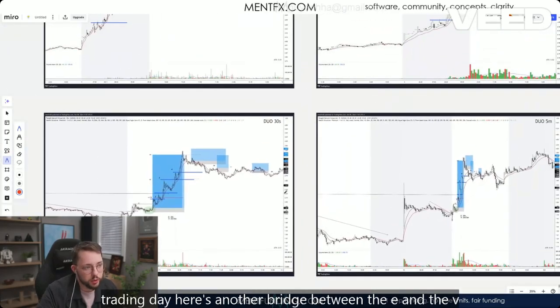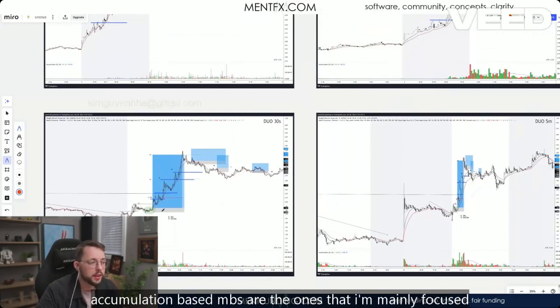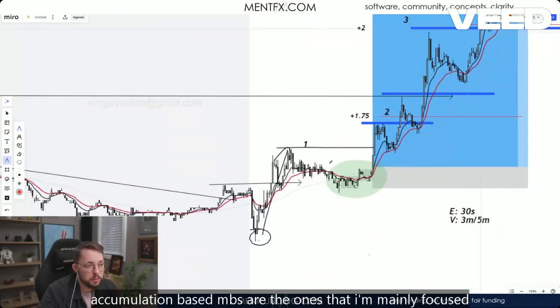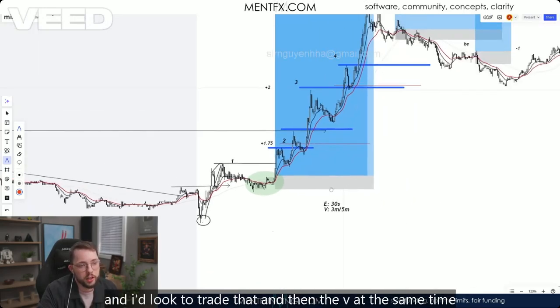Here's another bridge between the E and the V, where the E is going through its overall full cycle, and the accumulation-based MBs are the ones that I'm mainly focused on executing, and they start building themselves, once again, just at or around those 10 and 20s for the MB1, and then MB2, and I look to trade that.